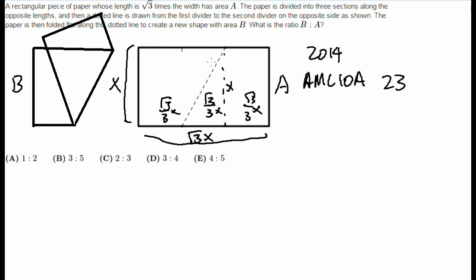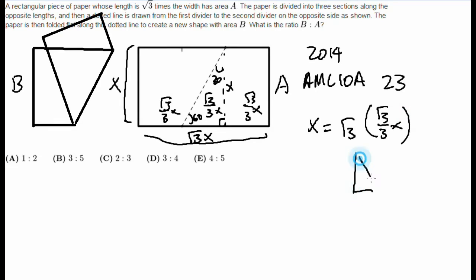The cool thing about this triangle is that it's 30, 60, 90. And how do we know this? First of all, we know this is a right angle because we just drew a line straight down, perpendicular. Based on common sense, it's a right angle. And x equals square root 3 times square root 3 over 3x.